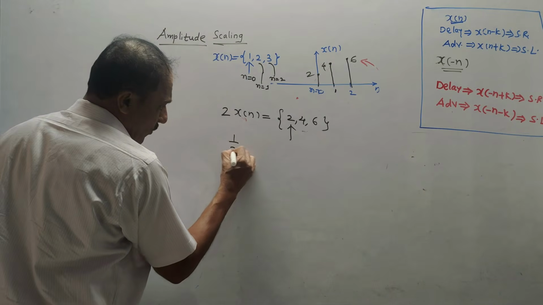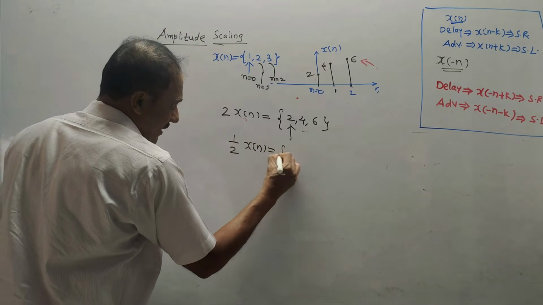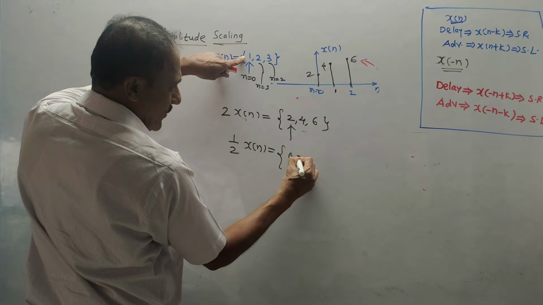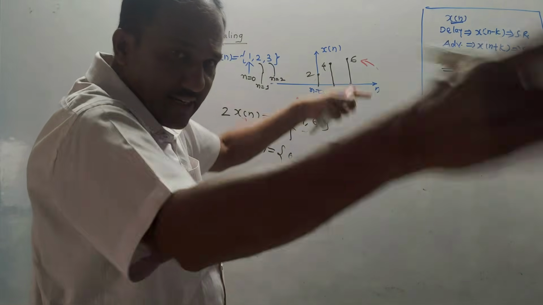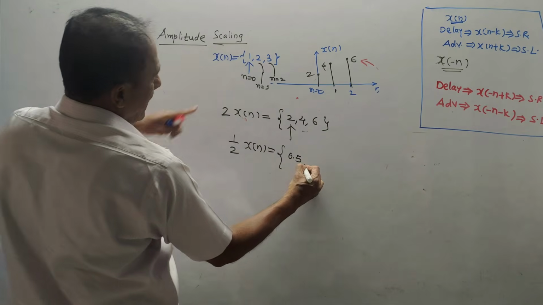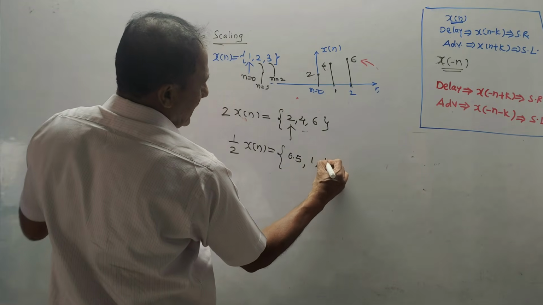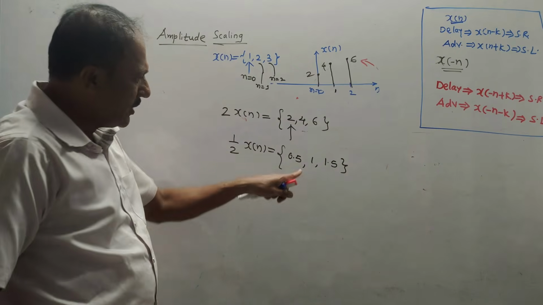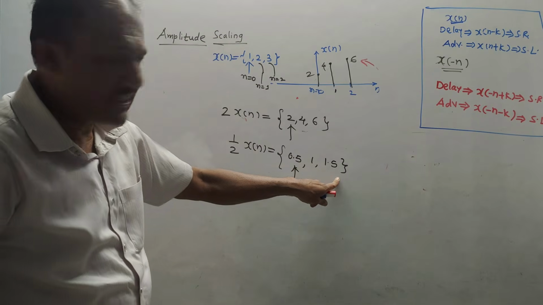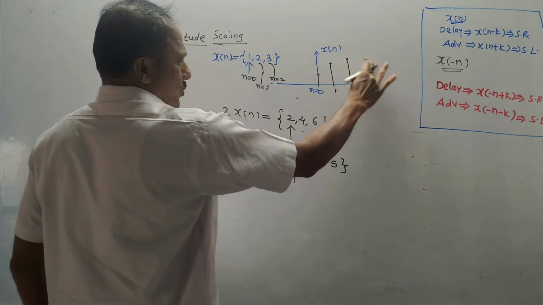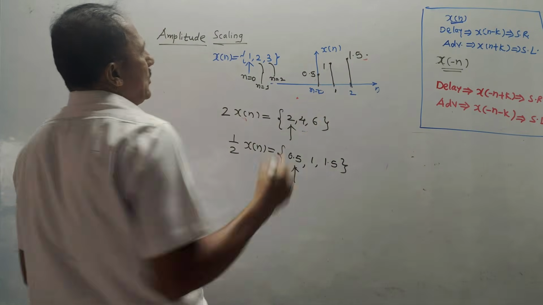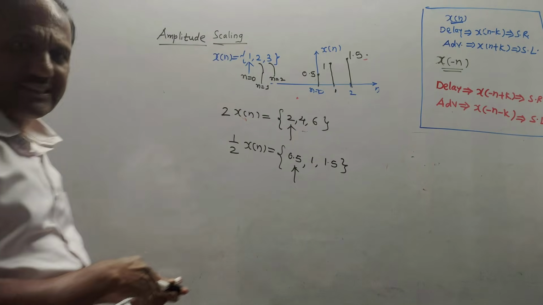Suppose I want to perform 1/2 x of n. Same way, every amplitude will be divided by 2. So the first amplitude is 1 by 2, that is 0.5. Do remember, amplitude can be anything, but the value of n should be an integer. This is amplitude, so 0.5 is allowed. Next 2 by 2, that is 1. Next 3 by 2, that is 1.5. The arrow remains as it is. So new amplitudes are 0.5, 1 and 1.5. In the diagram you can show these values. So this is known as amplitude scaling operation.